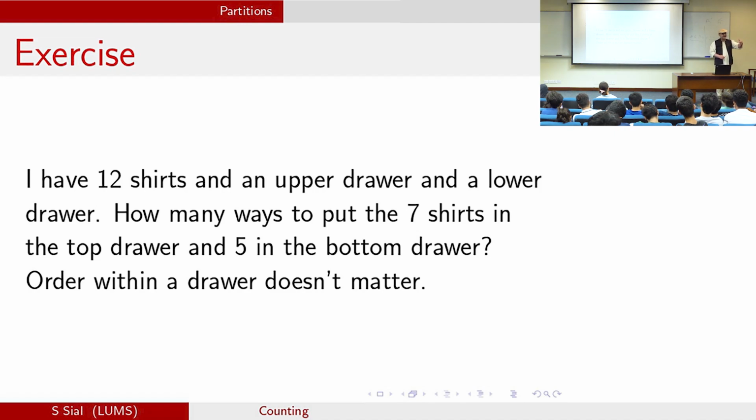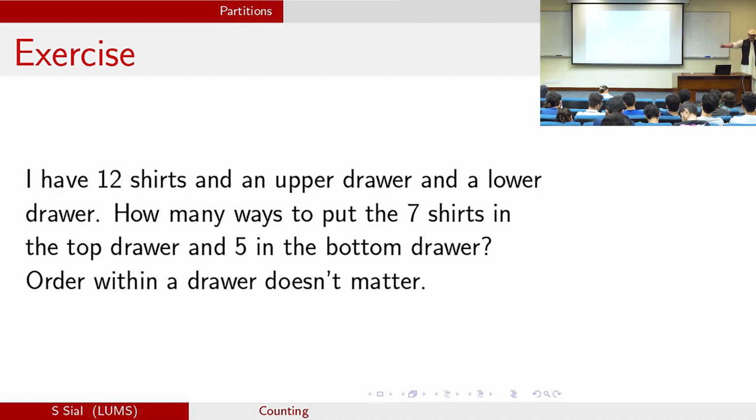Now I'm going to put 7 shirts in the top drawer, and I'm going to put 5 shirts in the bottom drawer. Order within a drawer doesn't matter. Or if you imagine 12 distinct objects, I'm going to put 7 in one box, and I'll put 5 in the other box, and I don't care how they're messed up in each individual box. How many ways? So we can look at it as how many ways of dividing up 12 distinct objects into 2 boxes, such that 7 go into one box and 5 go into the other box.